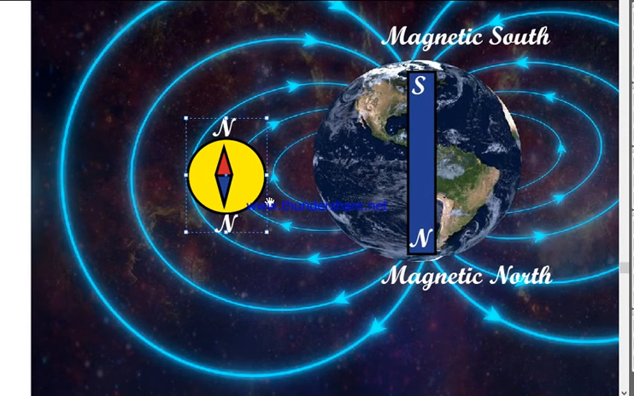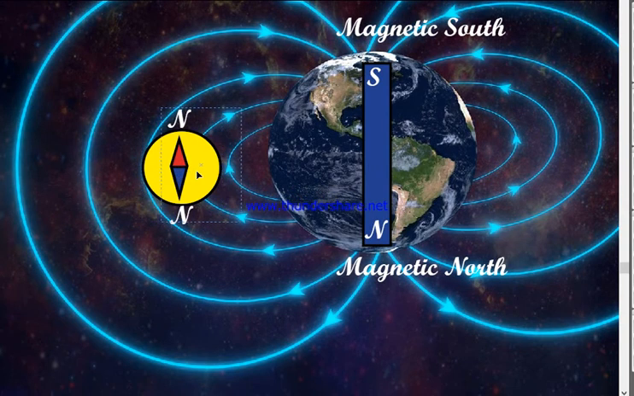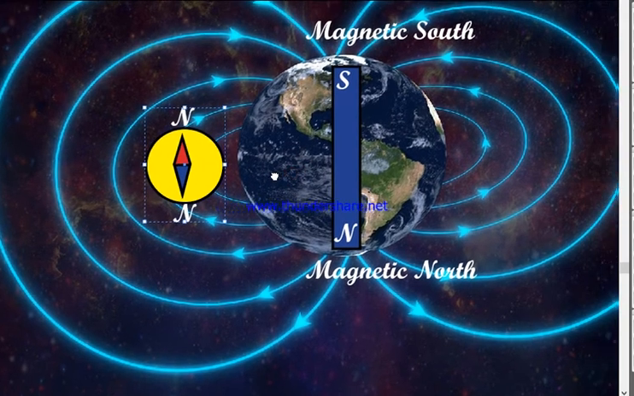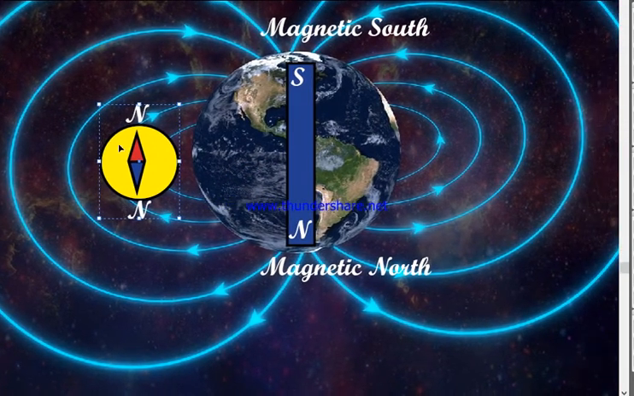Okay, this is your compass. Yes, when you freely suspend a compass, or when you hold a compass, what happens? North pole of compass points to north pole of earth. Yes, and the south of compass points toward south pole of the earth, geographic south of the earth. It makes sense. See, why does the north pole of compass needle point toward north?